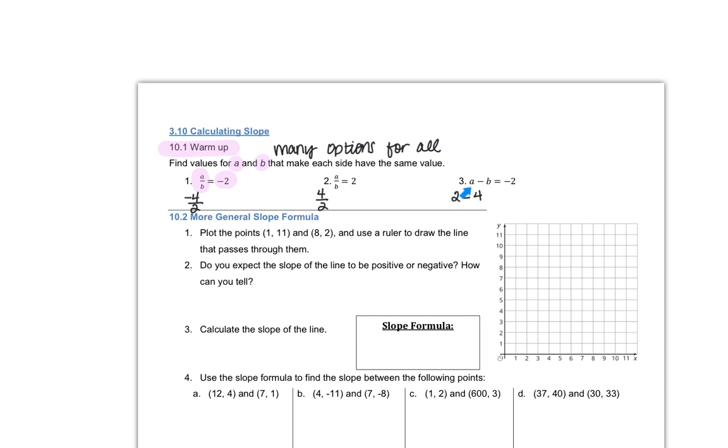Then for number 3, we're subtracting and we want to get a -2. So that means that we want the first number to be the smaller number and the second one to be the bigger number. Okay, those are the key points that we're looking for in that first part there.